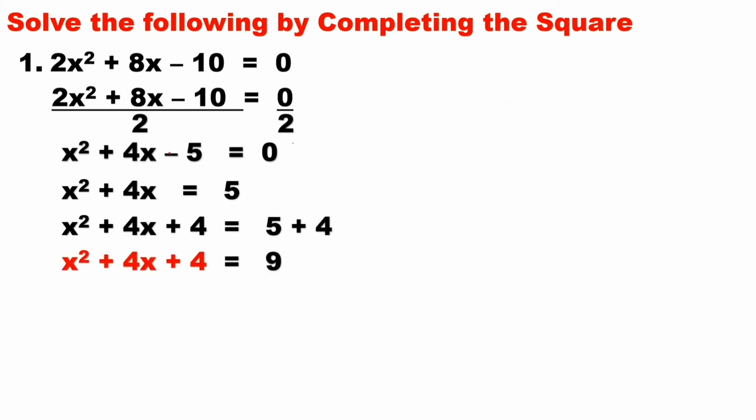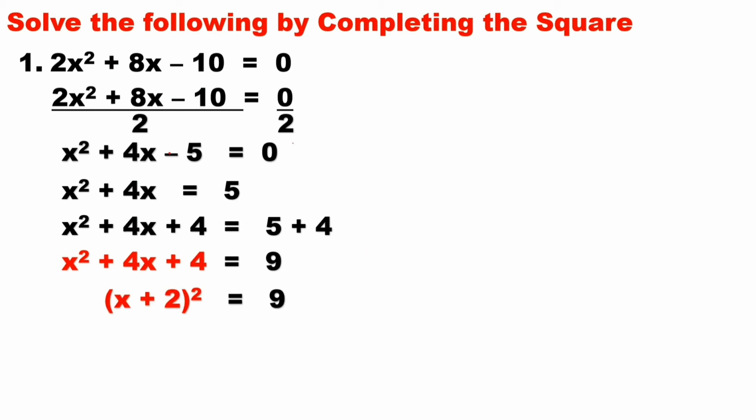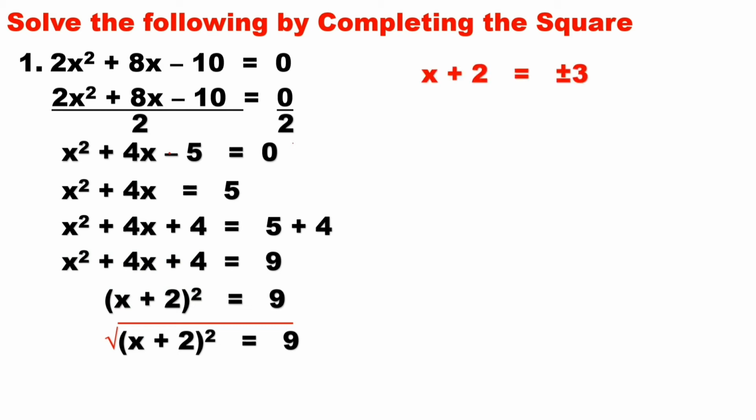The left side expression x squared plus 4x plus 4 is now a perfect square trinomial whose factor is quantity x plus 2 squared. To remove squared, extract square root both sides. Square root of quantity x plus 2 squared equals x plus 2. Square root of 9 is plus and minus 3. Then, transpose positive 2 to negative 2 to the right.